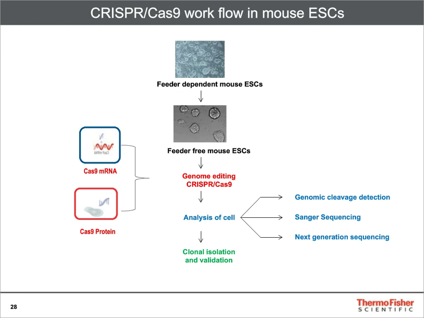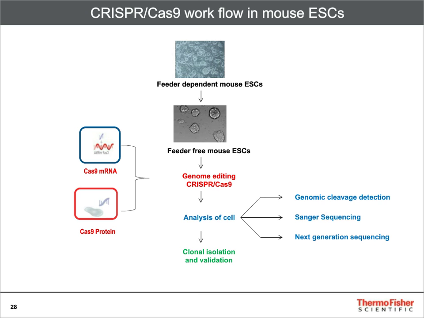Described here is the workflow for mouse ESC genome engineering. First, mouse ESCs are grown on feeder, as shown in the top picture, for a few passages, and then mouse ESCs are adapted to feeder-free condition for genome engineering experiments.